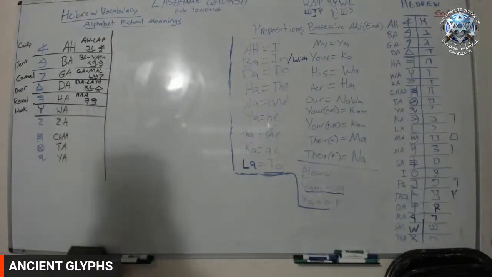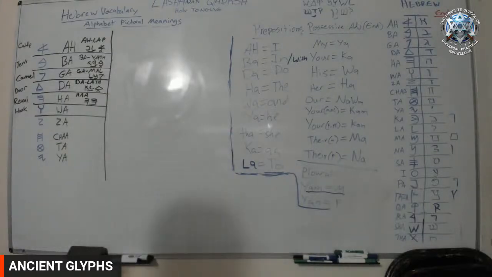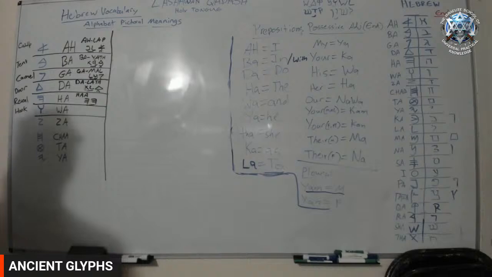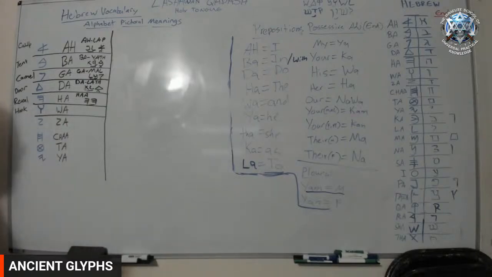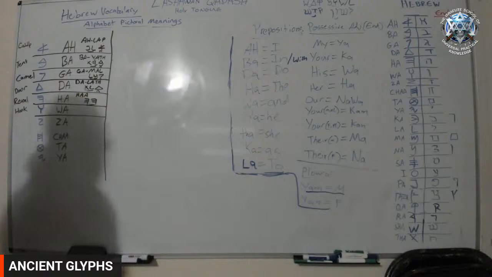What we're covering today are some of the basic glyphs of the ancient Hebrew, because we see these characters all the time when we're studying, when we're writing, when we're doing the prayer. We'll worry about that later. But the actual Hebrew characters do represent things. And so it's important for us to understand what they are.